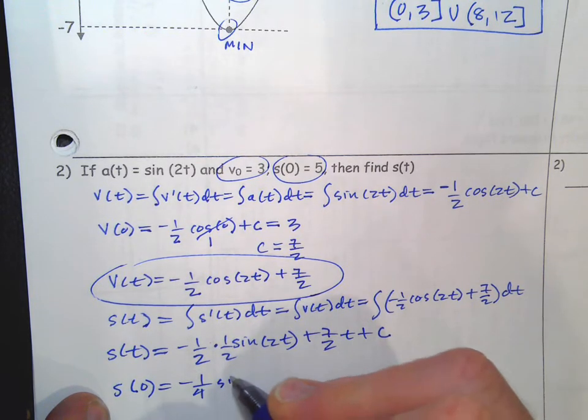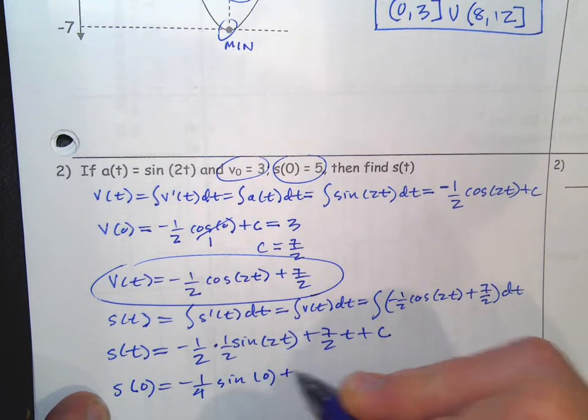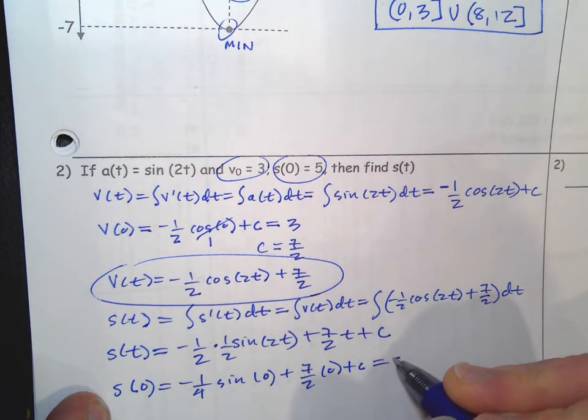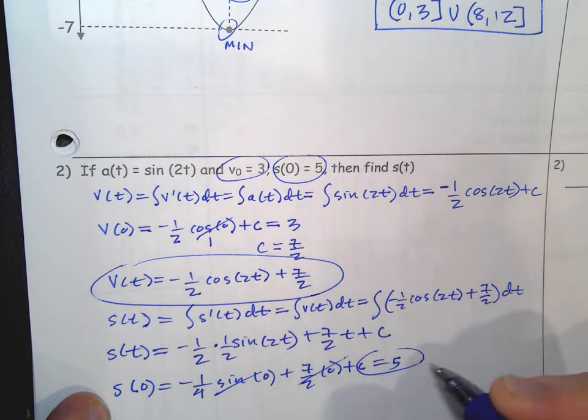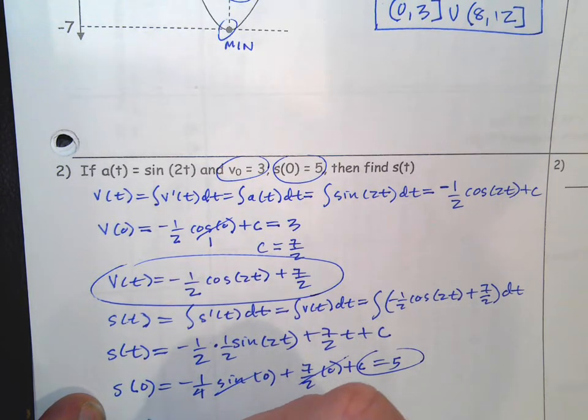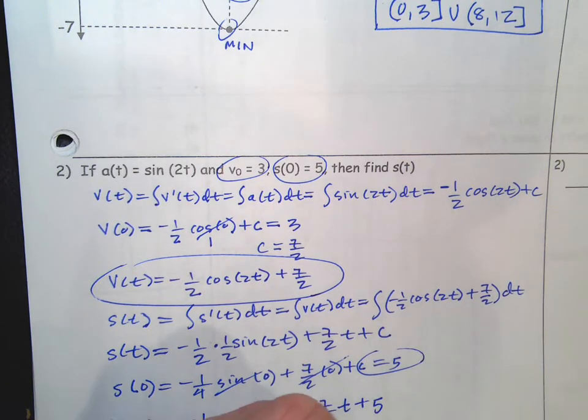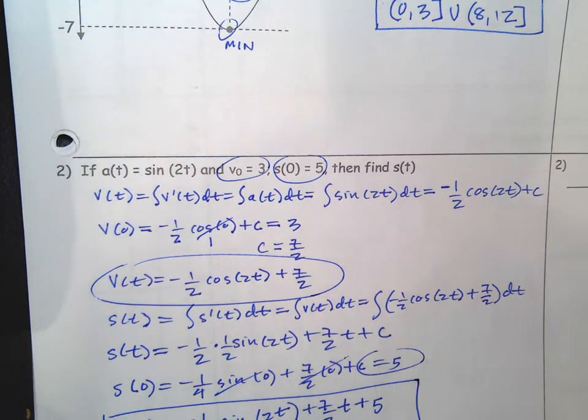Plug this in. We should get 5, and these both go away, so c equals 5. So your final answer is negative 1/4 sine 2t plus 7/2 t plus 5. So hopefully you're getting the hang of that. We've been doing that kind of work a lot.